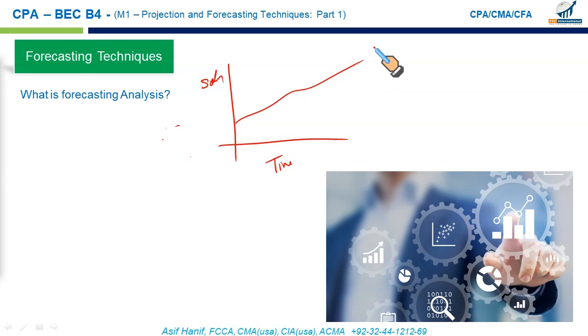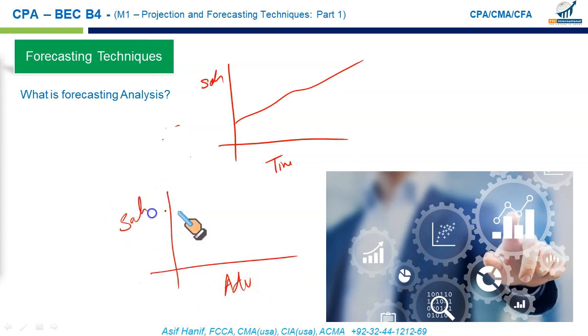this is called the time series method. This is a projection method called the time series. But if we take advertisement on the x-axis and sales on the y-axis, and we plot our historical sales data based upon the different levels of advertisement, this is what you call the causal method. So these two methods, the time series and the causal method, are called the quantitative methods, where we use numbers to predict. And there's another method called the qualitative method of projections, where we just use our experience, our business acumen, our opinions and judgments regarding the future. What is going to be the sales? We can get just a judgment and opinion from our senior management.